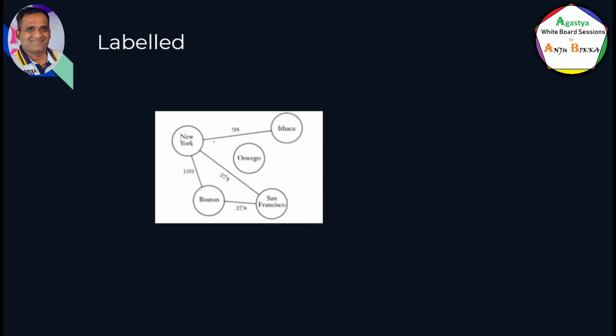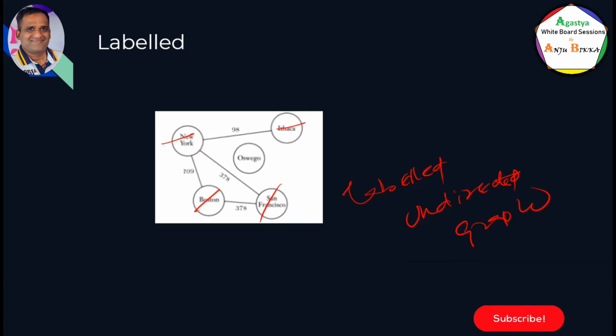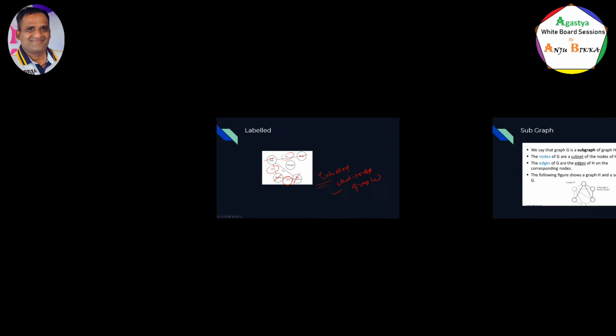So in the case of the labeled undirected graph, if we see this one, these nodes are labeled, and the edges are also labeled. So this one is called a labeled undirected graph.